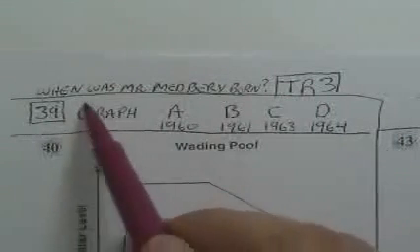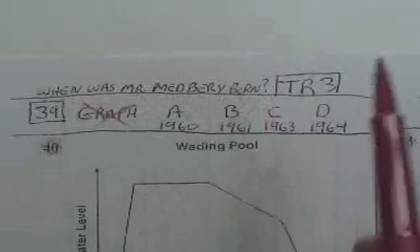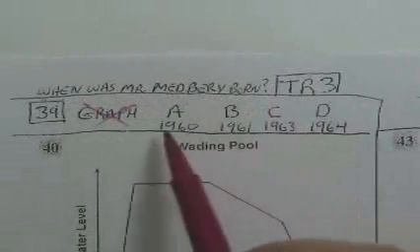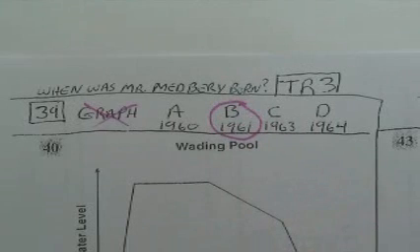On number 39, there was supposed to be a graph here. I couldn't put it in. So the question is, when was Mr. Medbury born? So you're supposed to take your best guess. Letter B is the answer.